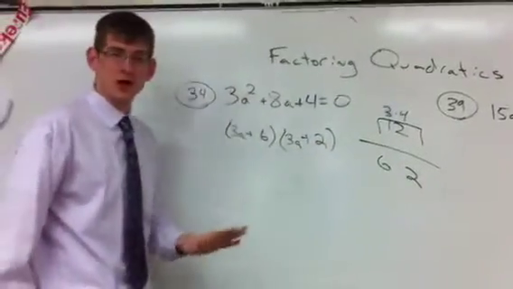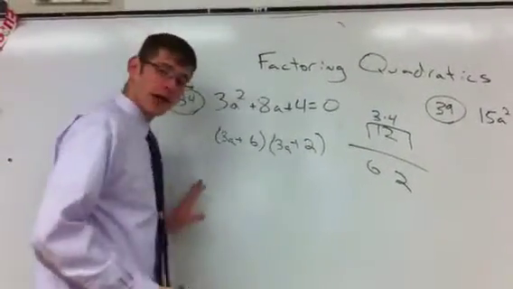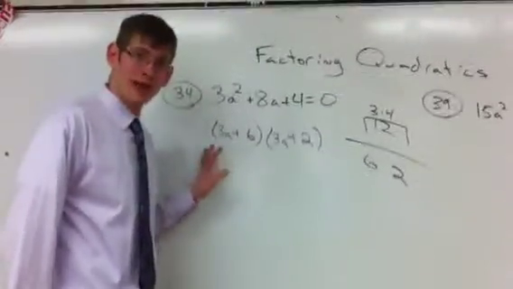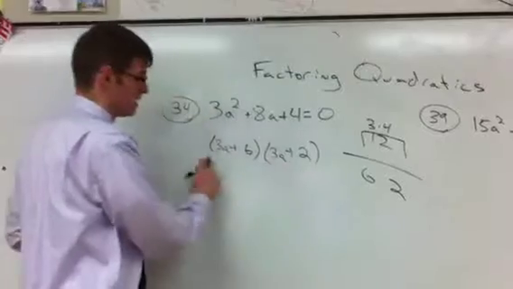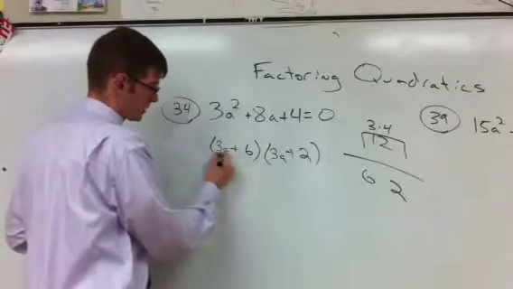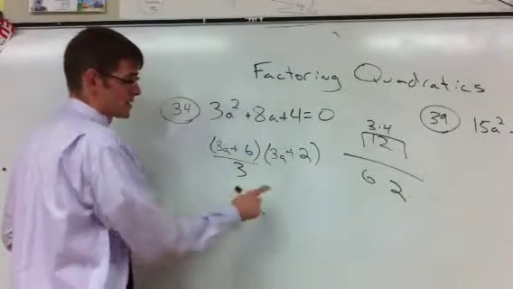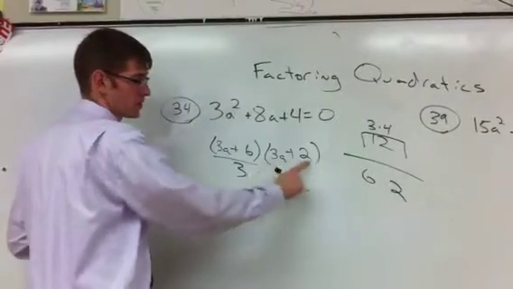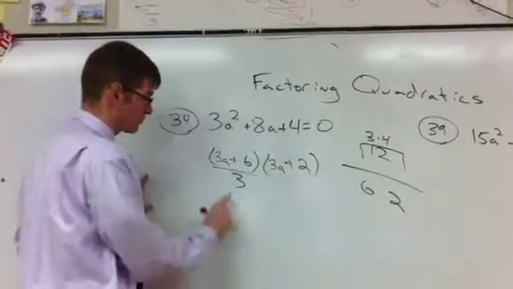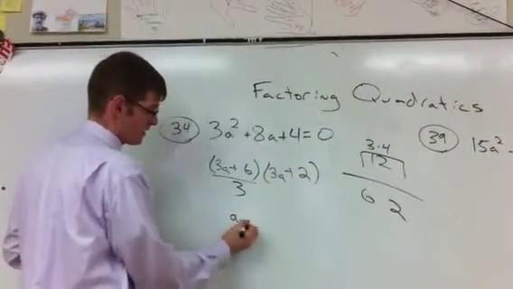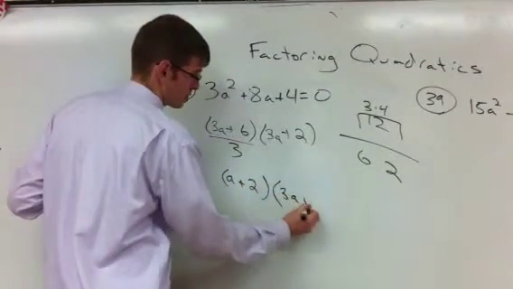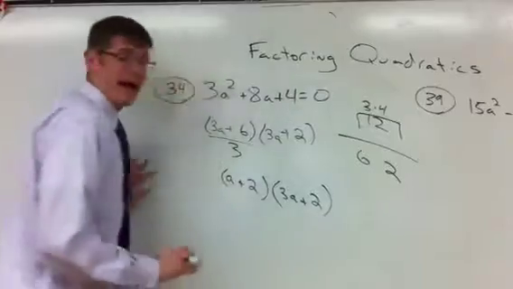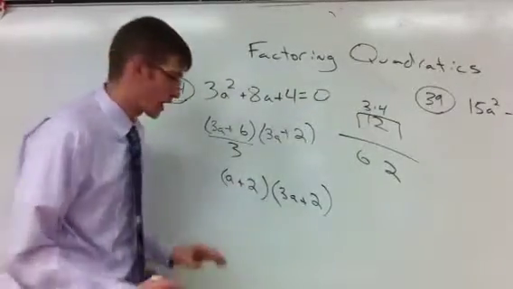Now for this method to work, we also need to factor out through reverse distribution any common terms that happen to be in one of these binomials. In this case, a 3 goes into both of these. We divide that out. There's no common factors between 3 and 2, so we don't do anything to that one. This leaves us with a plus 2 times 3a plus 2. And I'm going to check it real quick to make sure that we got it right.